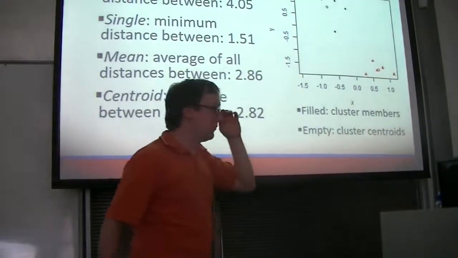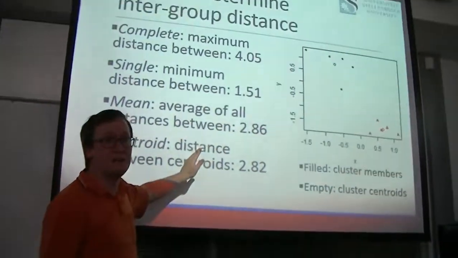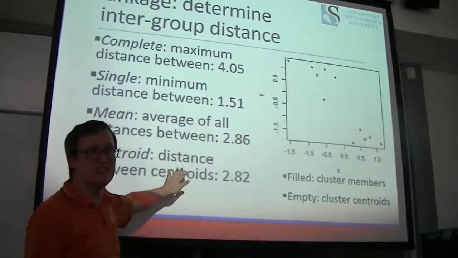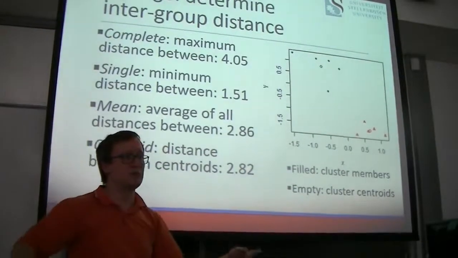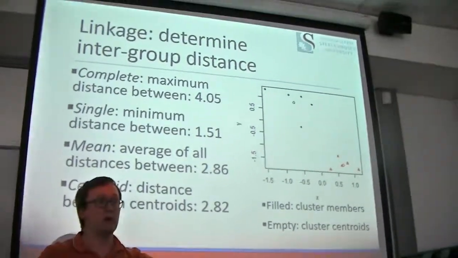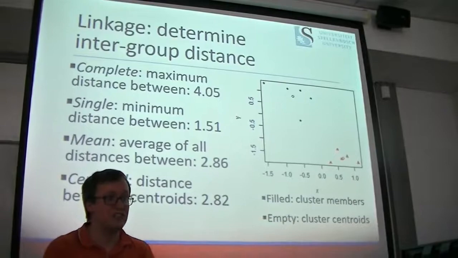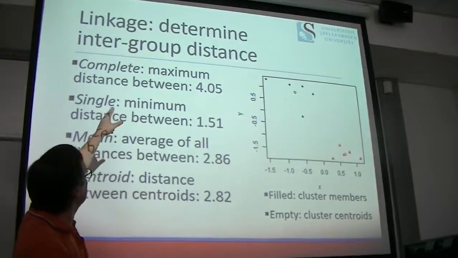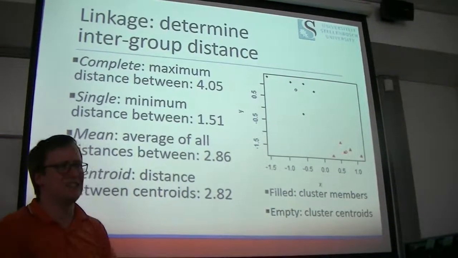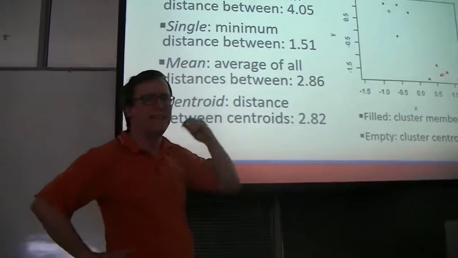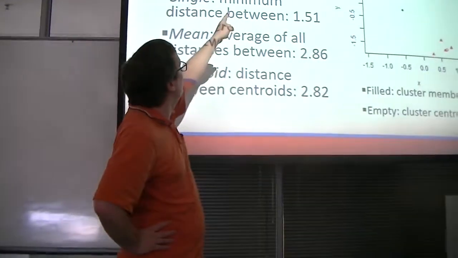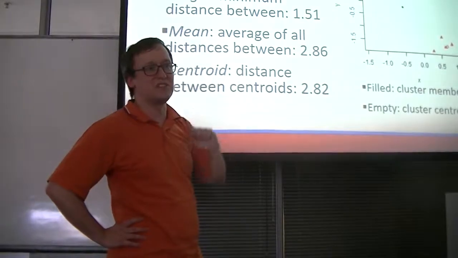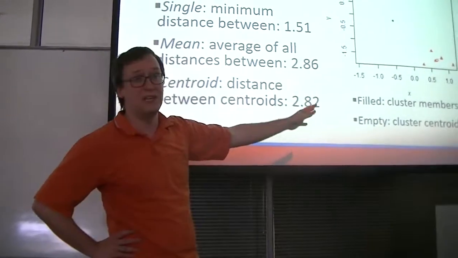Okay, so remember we talked about distances. Those distances come into play when we're trying to decide, in an agglomerative approach, which one should be joined next. So we start with complete linkage. Complete linkage means that what we care about is the maximum distance that we have between things. So here I've simulated some data.